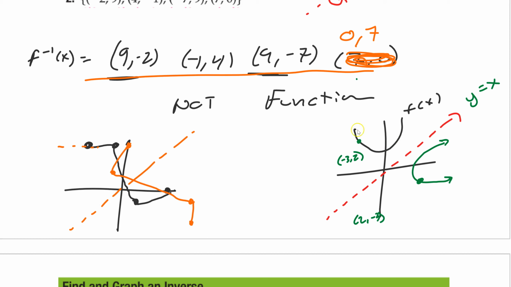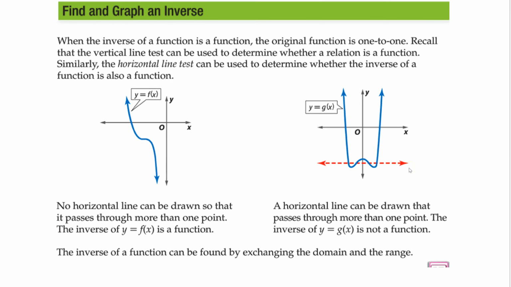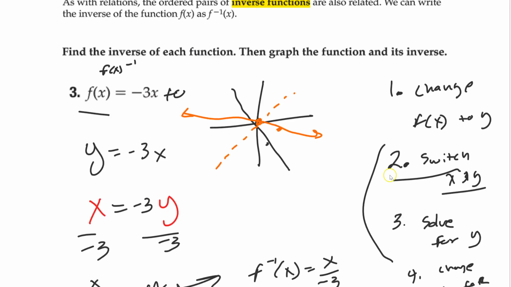Same thing here. The black line right there would not pass the horizontal line test, and its inverse is not a function. So an easy way to tell if something has an inverse function or not is to do a horizontal line test. Like this one, its inverse will be a function. So it does have an inverse function. This one would not. So that's all it's about.